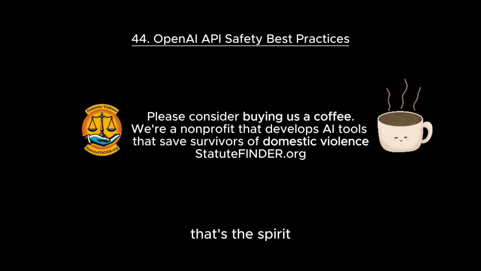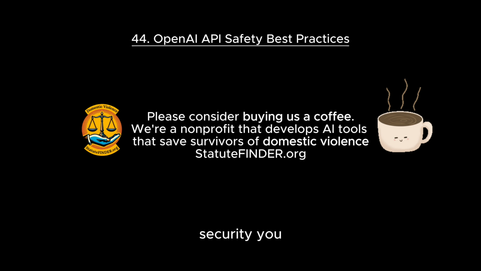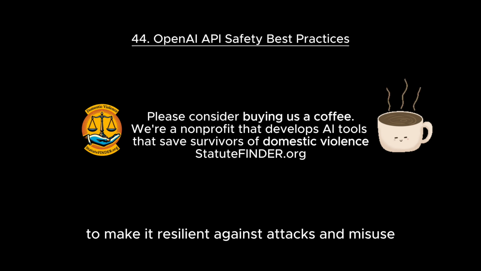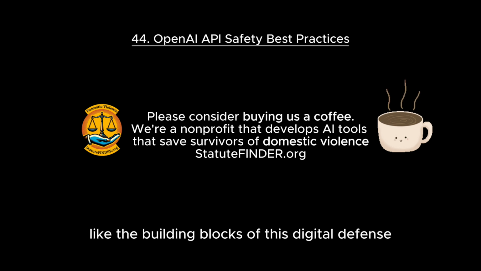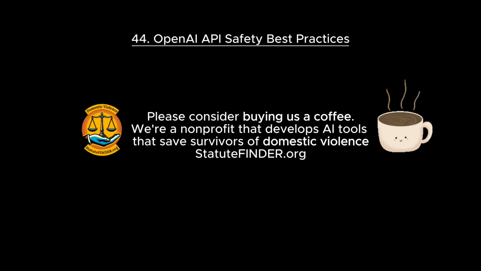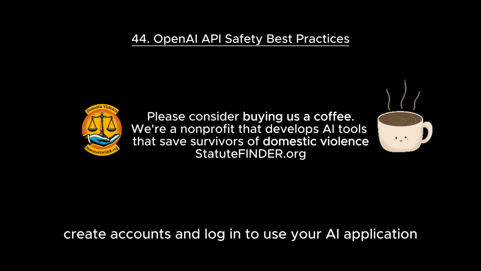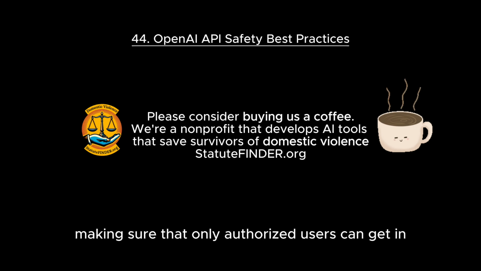That's the spirit. And that brings us to the next critical level, security. You can think of it as building a digital fortress around your AI to make it resilient against attacks and misuse. Okay, I like the fortress analogy. What would you say are the building blocks of this digital defense? Well, authentication is one of the first lines of defense. OpenAI really emphasizes the importance of having users create accounts and log in to use your AI application. Makes sense. It's like having a gatekeeper, right? Making sure that only authorized users can get in.